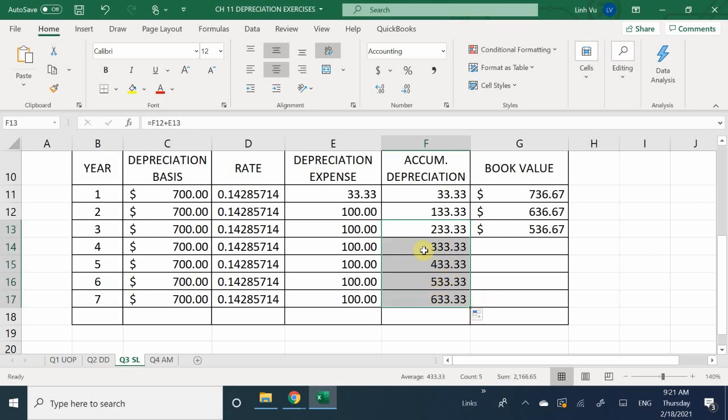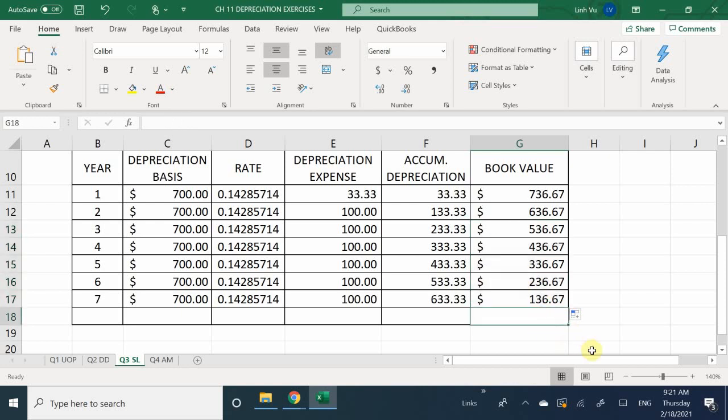So it's going to be 333, then 433, 533, then 633. And lastly, my book value, same thing. They're all going to decrease by 100. So the next ones are going to be 436, then 336, 236, and then 136. All right. So that's the end of its 7th year.